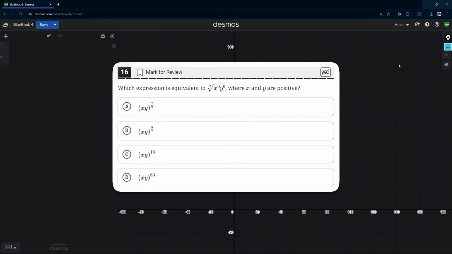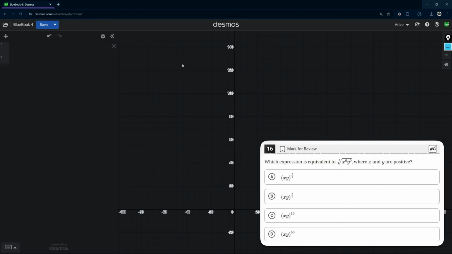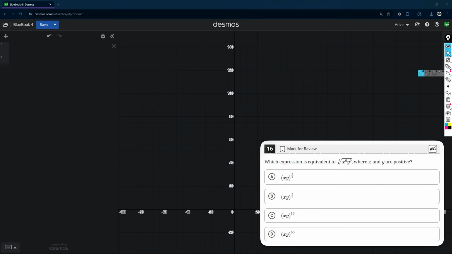In question number 16, we're given an expression, and they want to know, out of options A through D, which expression is equivalent to our original expression. There are going to be many different ways to do this one. I'm going to do the first way by hand, just to show you that you don't have to be a Desmos fiend for everything.